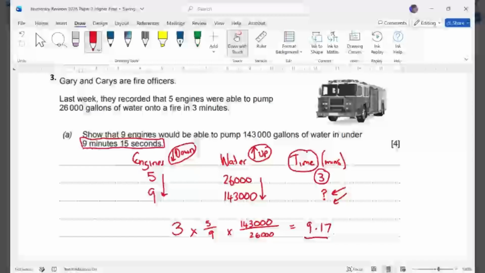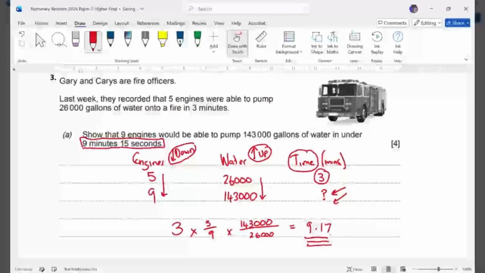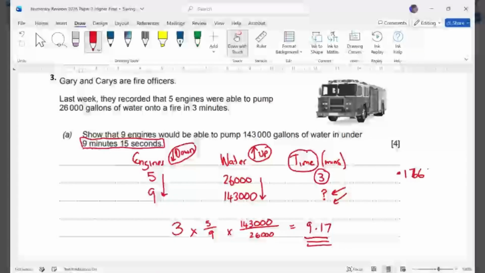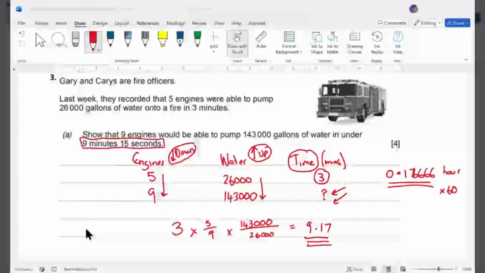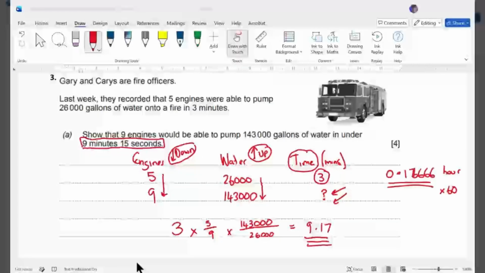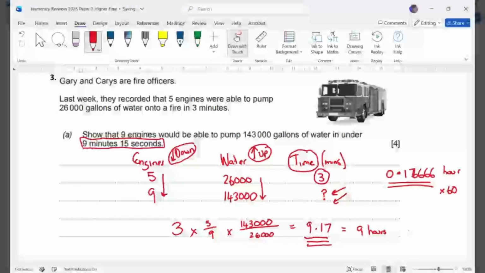And people are going to say, oh, but that's 9.17, that's more than 9 hours. It's not. Another useful thing for this is 0.17, or actually it was 0.16666 if you round, of an hour. If you times that by 60, this is how many minutes that is. It's 10 minutes. So actually, this is 9 hours, 10 minutes, which is under that.